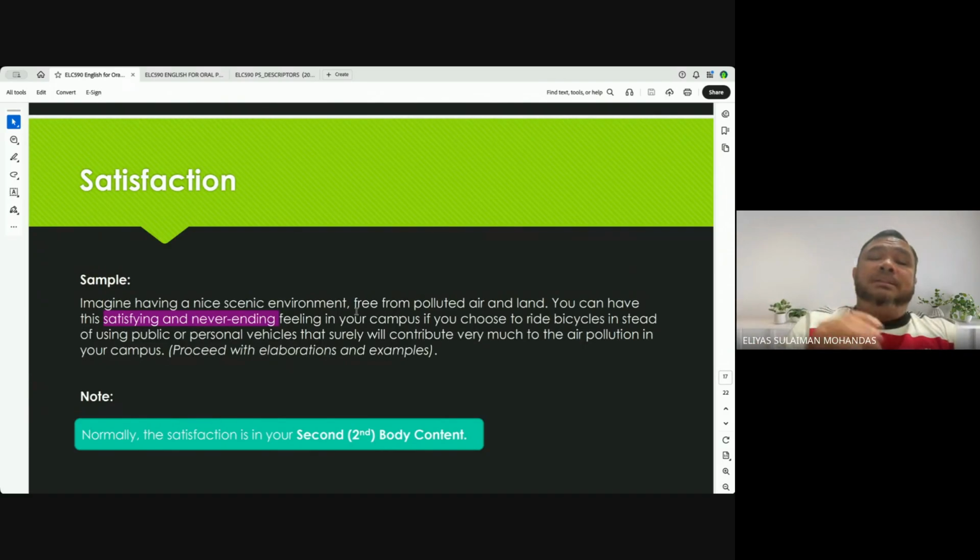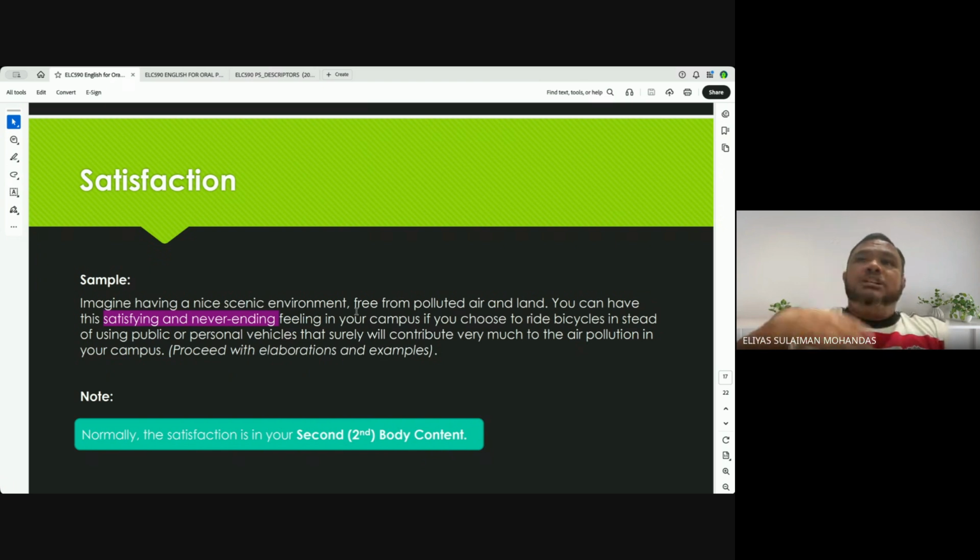Again, you nampak tak? I use the word satisfying to represent the third sequence, which is satisfaction. Imagine having a nice scenic environment free from polluted air and land. You can have this satisfying and never-ending feeling in your campus if you choose to ride bicycles instead of using public or personal vehicles. That surely will contribute very much to reducing air pollution.